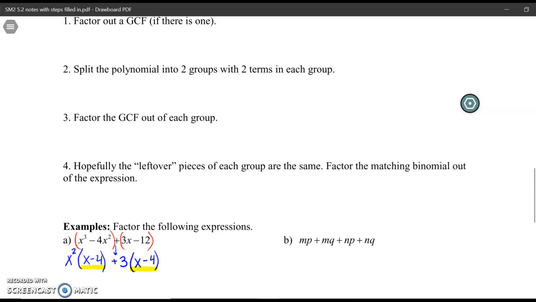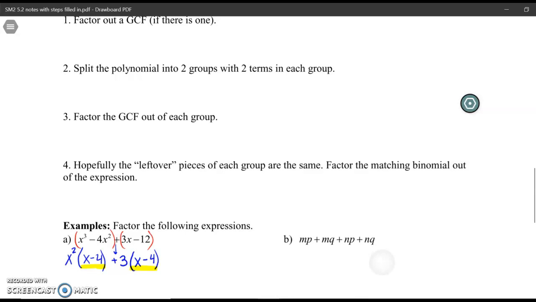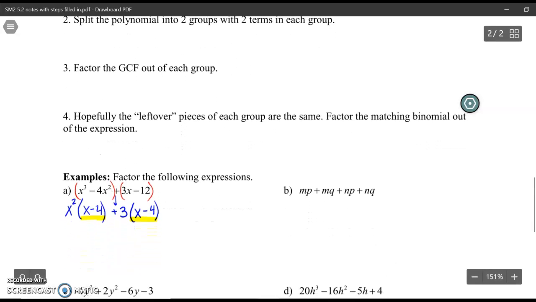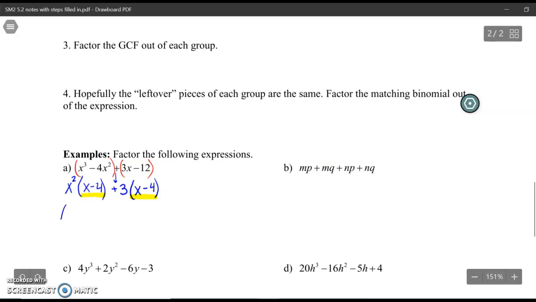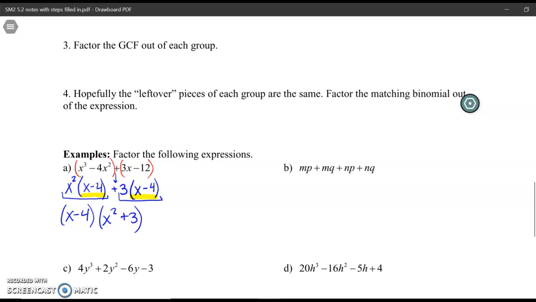In this case, they do match. And the reason we want them to match is because now we can do like we did in our last example and factor an x minus 4 out of each of the terms. So if I factor an x minus 4 out of this first thing, all I'm left with is an x squared. If I factor out of the second term, all I'm left with is a plus 3. Okay, so that's my factored form. So really factoring by grouping is just doing a bunch of factoring out GCF.